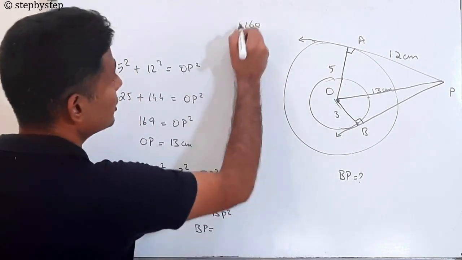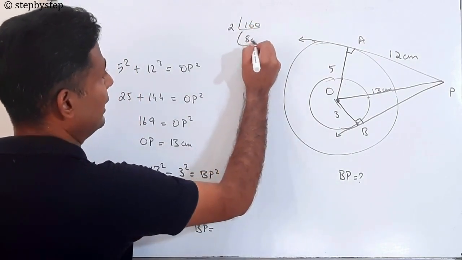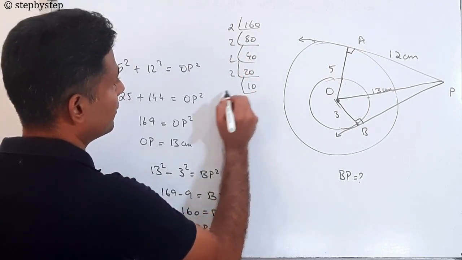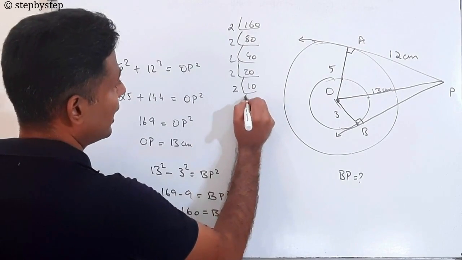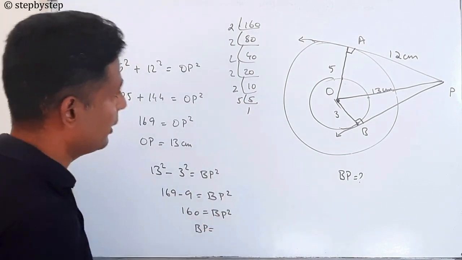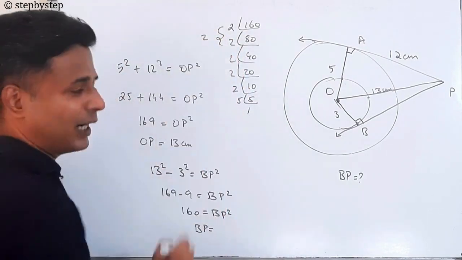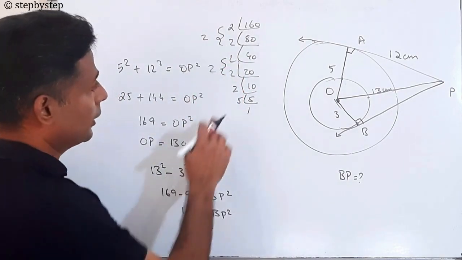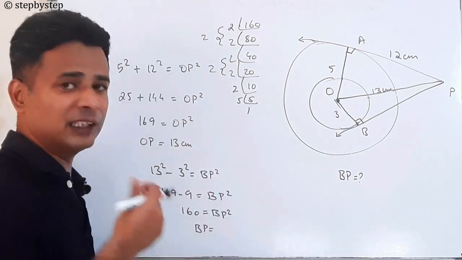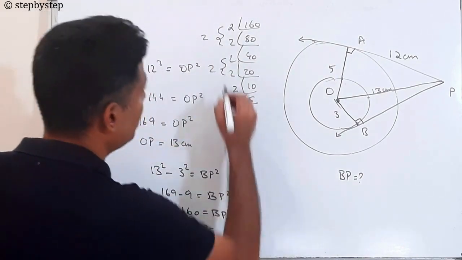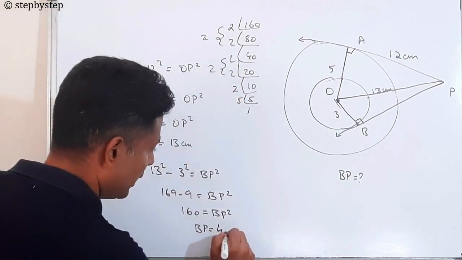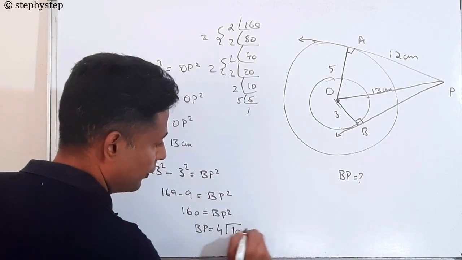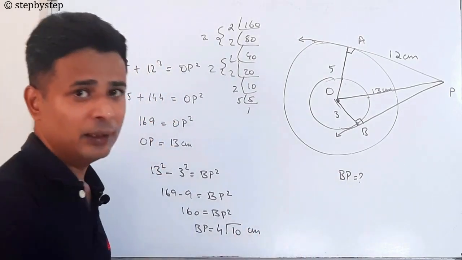Prime factorize. So 160, 2s are 80, 2s are 40, 2s are 20, 2s are 10. And again 2s are 5, 5s are 1, right? Now there is one pair of 2s which becomes a single 2 when you bring it outside the square root. There is another pair of 2s which becomes another 2 outside. But what remains is a 2 and a 5, which will remain inside the square root. So BP is 2 into 2, 4. And what is remaining inside the square root? 2 and 5. So 2 into 5, 10. So we get 4 root 10 centimeters.